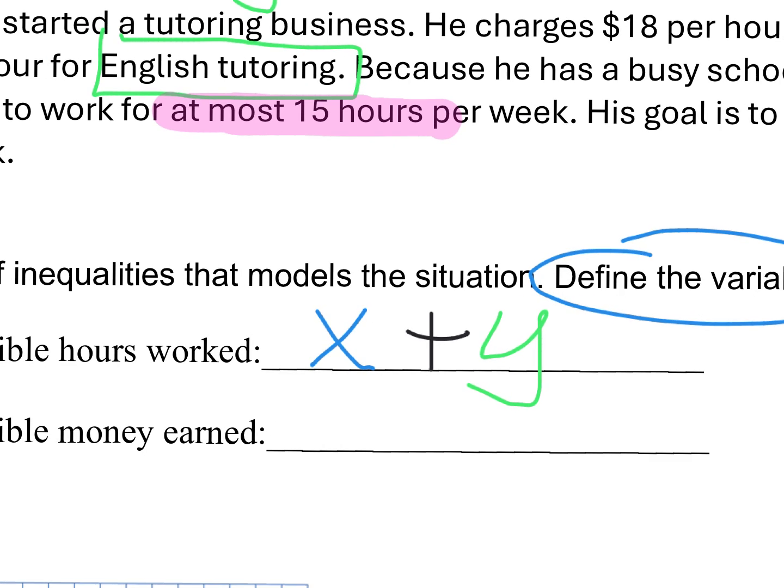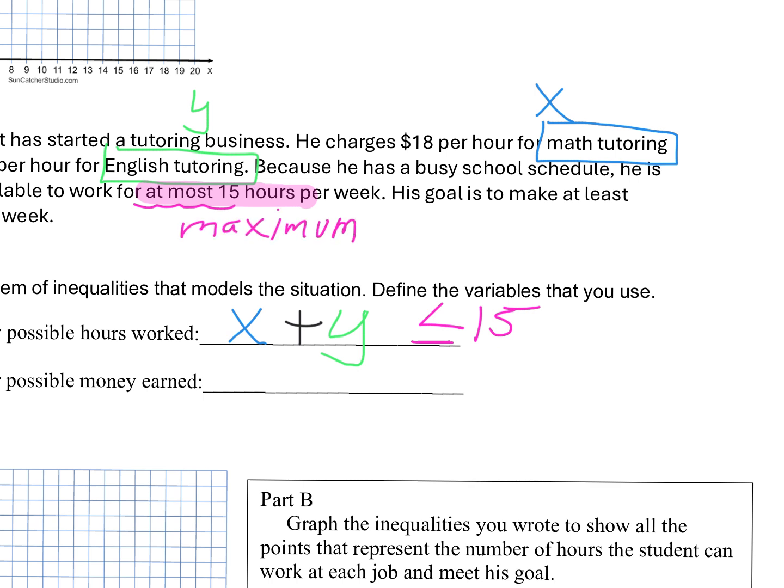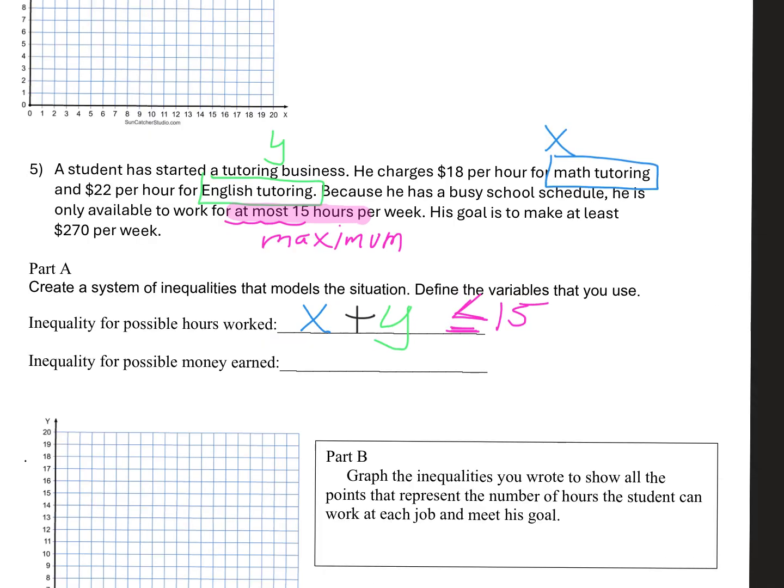can at the most be 15 hours per week. So that means that it could be equal to 15, or he could work less than 15, because at the most means the maximum it could be. So it could be exactly equal to 15 or less than 15.